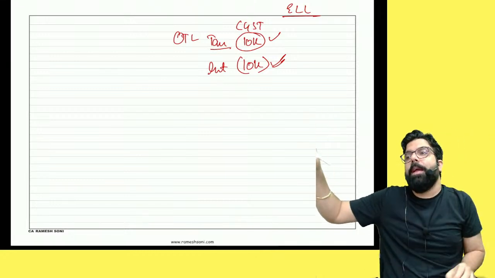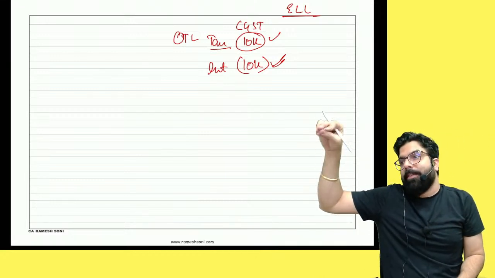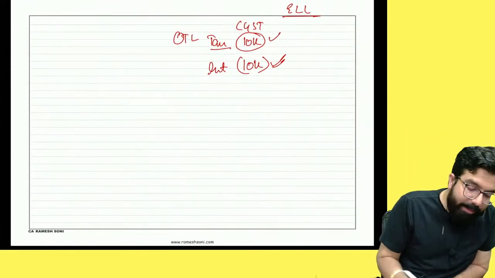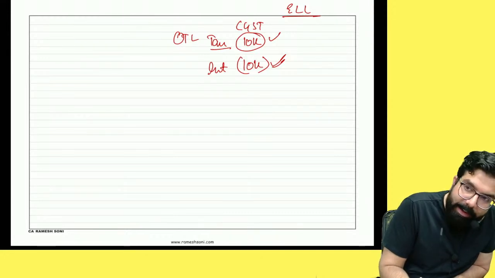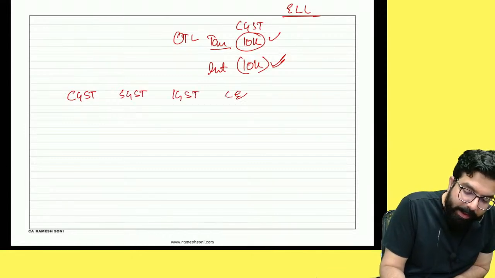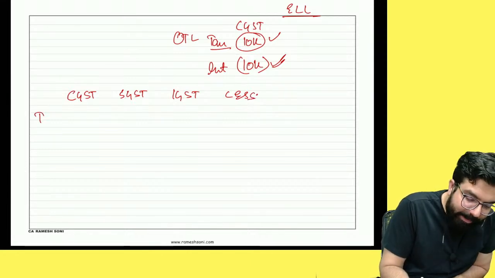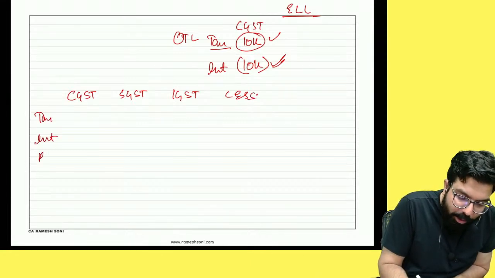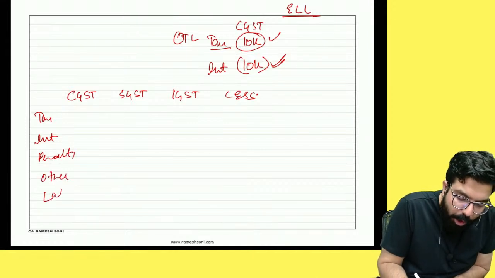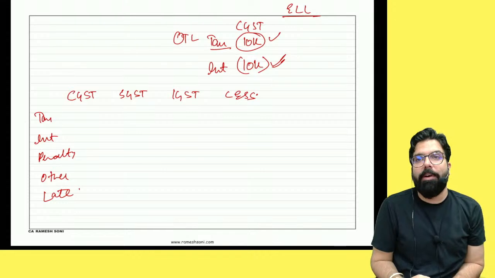When you are making a deposit in your e-cash ledger, you have to go online and generate a challan. In the challan, they will ask you: do you want to deposit CGST, SGST, IGST or cess? Do you want to deposit tax? Do you want to deposit interest? Do you want to deposit penalty? Or do you want to deposit any other amount? Or do you want to deposit late fee? Are you guys able to understand?